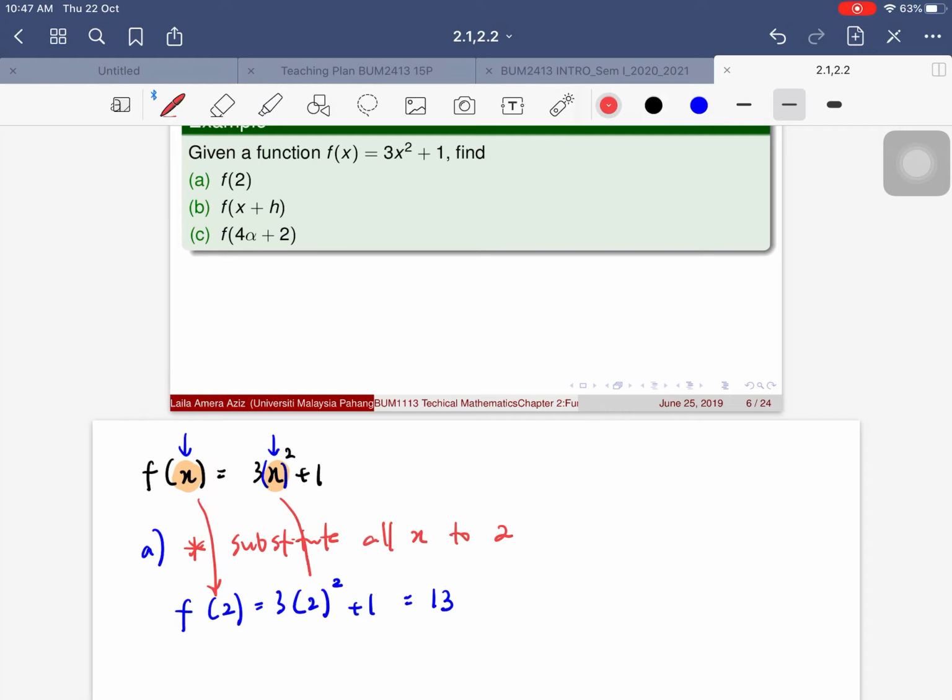So whenever there is x, I'm going to substitute that by 2. So that will be the idea. When you change the input, whatever goes in the bracket, the independent variable, the right hand side is going to change as well.